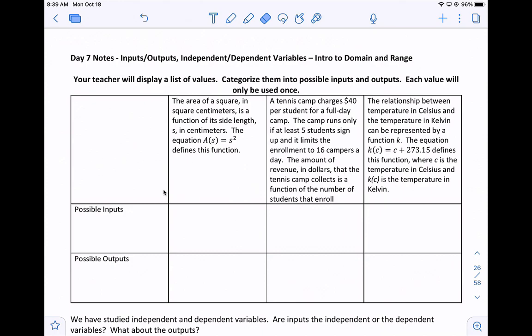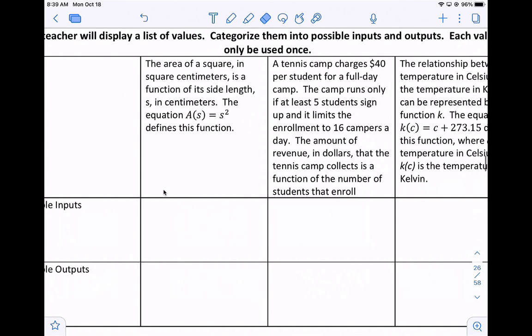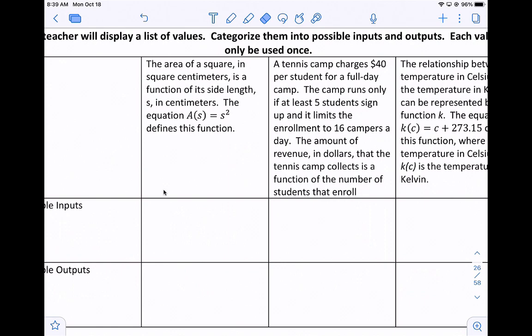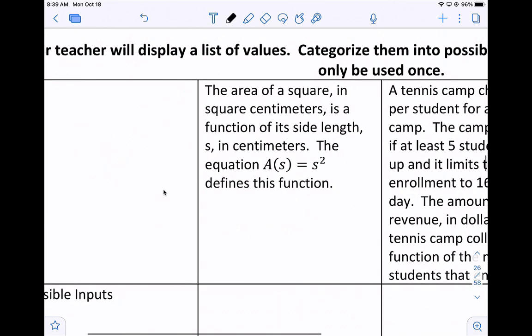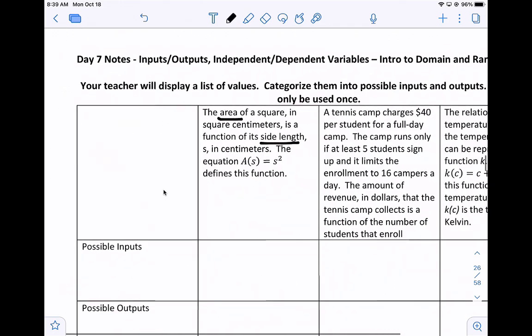So if we take a look at the first situation, it says the area of a square in square centimeters is a function of its side length, s, in centimeters. The equation A of s equals s squared defines this function. So I'm just going to go through and underline these things that I would have displayed on the board. So we have area in square centimeters is a function of its side length in centimeters.